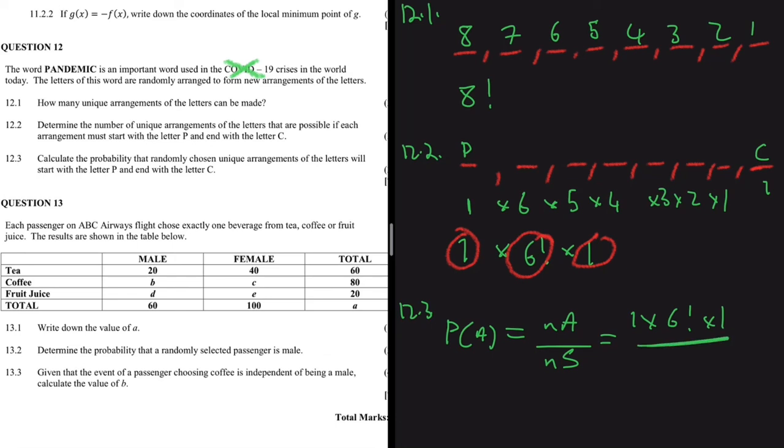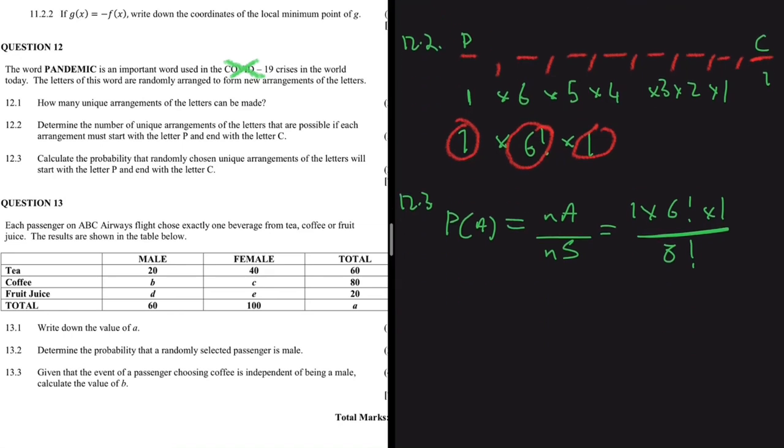But then what are the possible arrangements of the letters if we don't have any restriction? If we don't have any restrictions, we have 8 factorial ways we can arrange the letters. So we basically have 6 factorial divided by 8 factorial, and that is equal to 1 divided by 56.